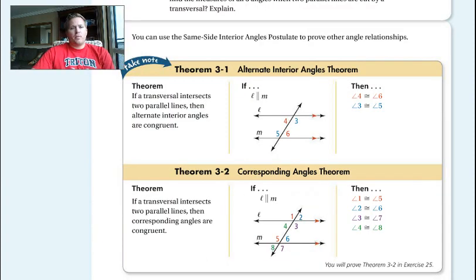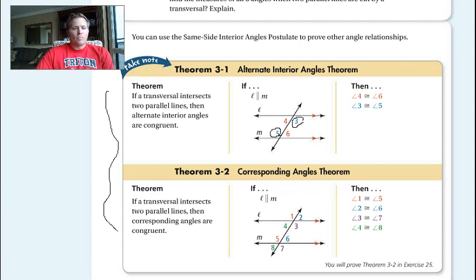Alright, we got two more. We have Theorem 3.1 and Theorem 3.2, so make sure you write everything down in these boxes. Theorem 3.1 says alternate interior angles theorem. Our statement is if a transversal intersects two parallel lines, then the alternate interior angles are congruent. Remember, alternate means they're on opposite sides of the transversal. Interior, they're on the inside, so 3 and 5 would be congruent. When congruent, that means that they are the same. Also, 4 and 6 would be congruent.